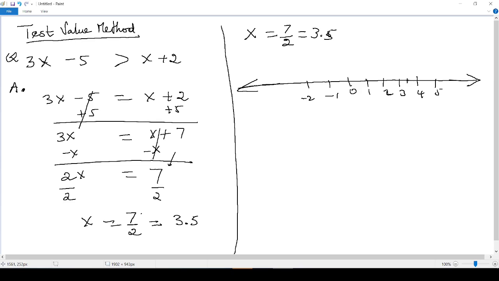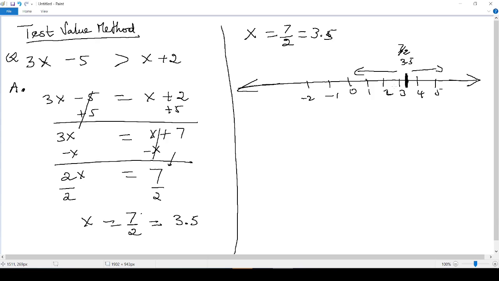So here is our 3.5, or 7/2. So now the next step is to choose. We have two sides of this value. You choose any number that you can use, just one of your choice, one side, to test the inequality.